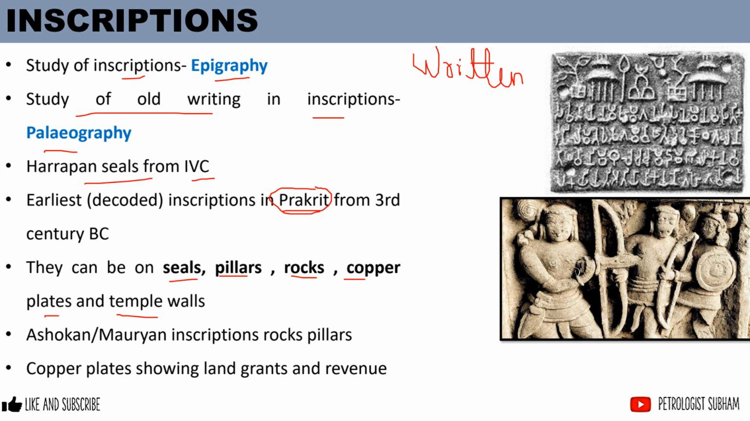Ashoka and Mauryan inscriptions are on rock pillars like the Sarnath pillars, right? The lion sitting on top of the pillars, and we will see some inscription on those pillars as well. Copper plates show land grants and revenue. During the Mauryan or Gupta period, people used to inscribe these revenue systems or rules and show them to people so that they can follow them in their daily life.